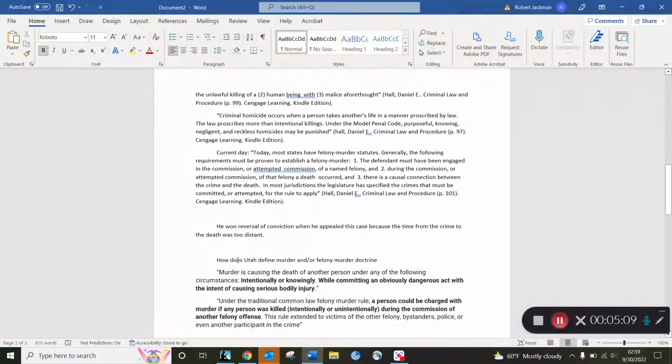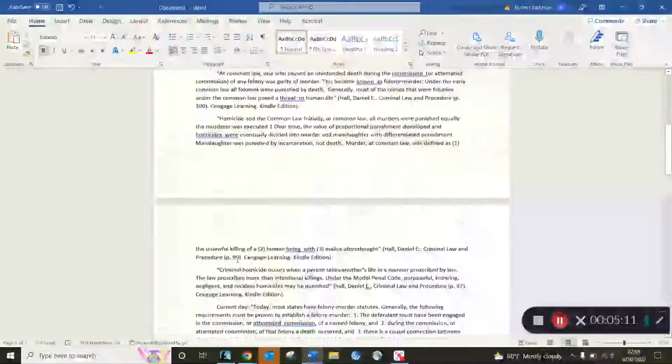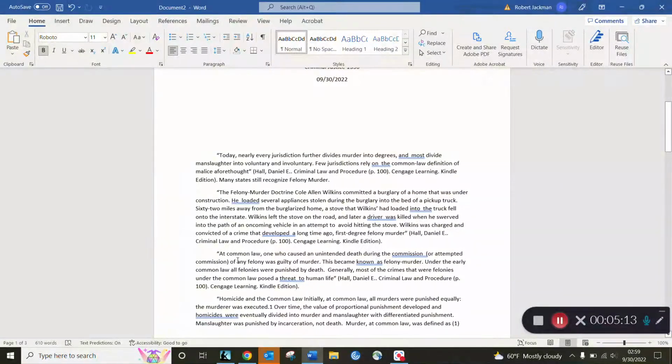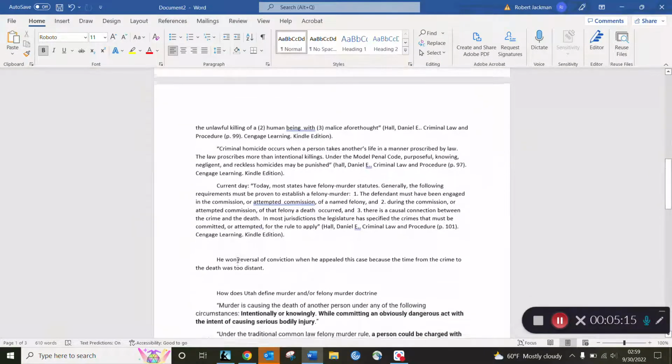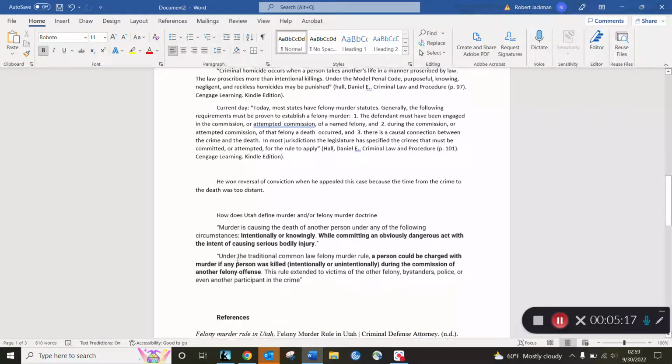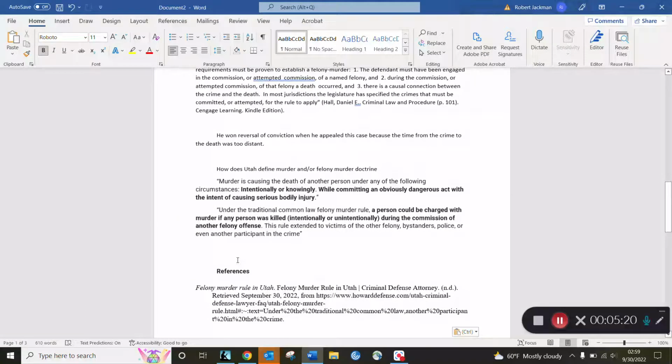Essentially what happened with this offender, what was it, Cole Allen Wilkins? He appealed it. It just says he won reversal of conviction when he appealed the case because the time from when he committed the burglary to the time where the death occurred was too distant. So I guess there wasn't causality in the death from the crime.